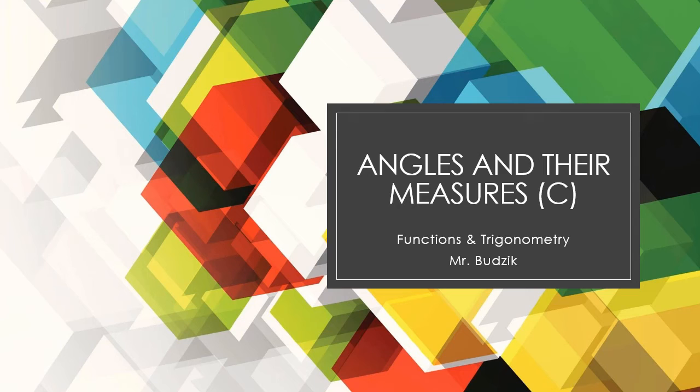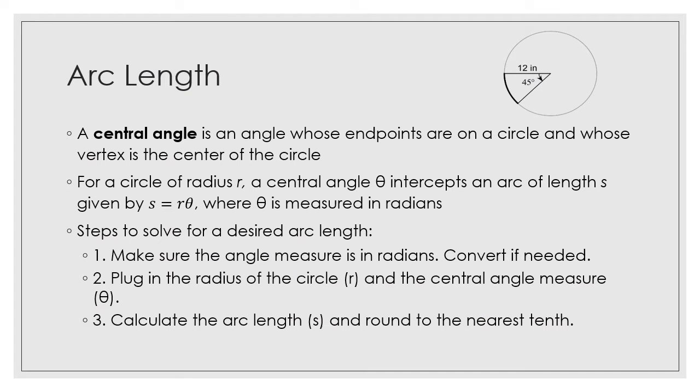All right, so we're going to go ahead and finish up this first section on angles and measures. So the first new thing from this section that we're going to be looking at is arc length. Specifically, arc length is a part of a circle that we are going to be working with. So the first thing that we need to define is central angle.